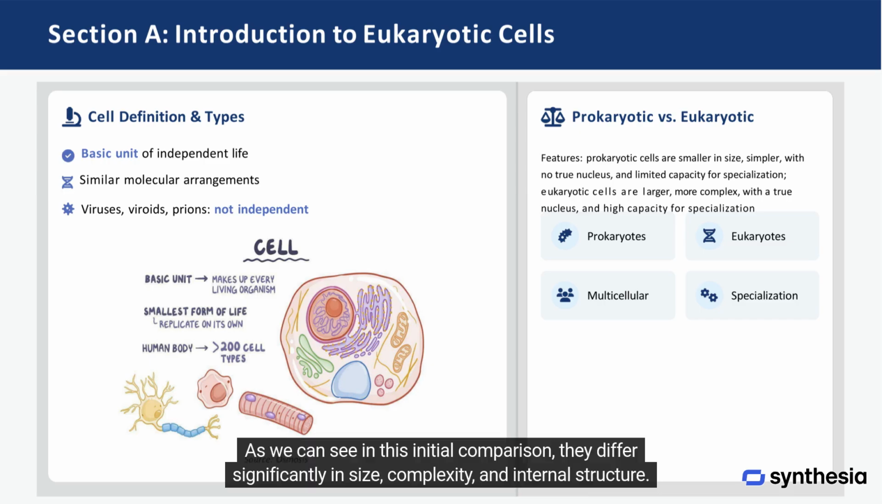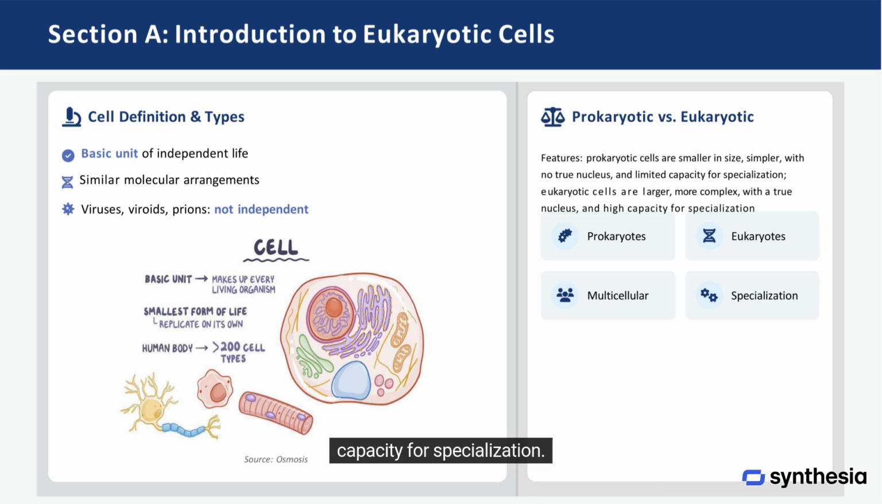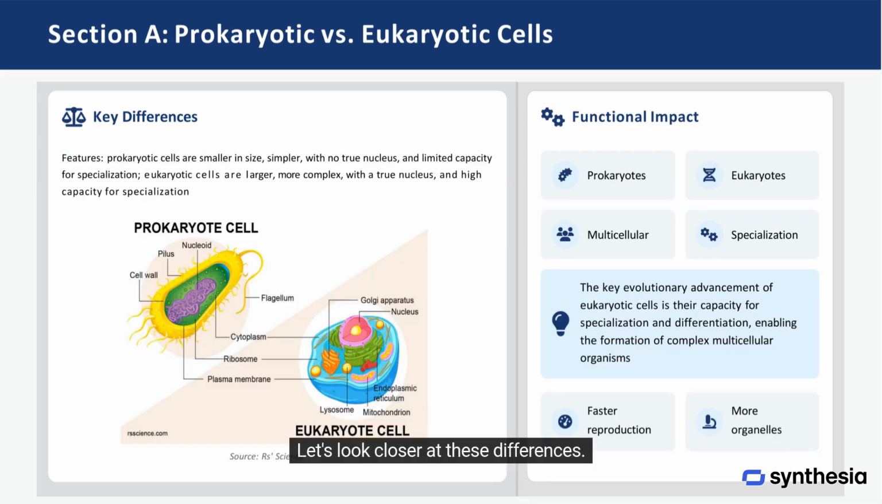As we can see in this initial comparison, they differ significantly in size, complexity, and internal structure. Eukaryotic cells are generally larger, more complex, and possess a true nucleus, which gives them a high capacity for specialization. Let's look closer at these differences.